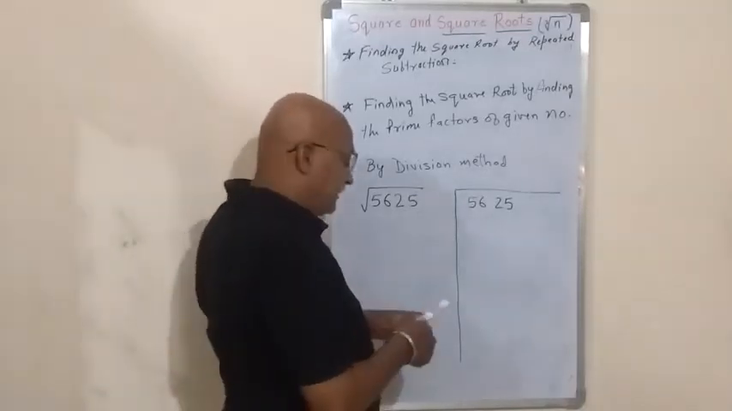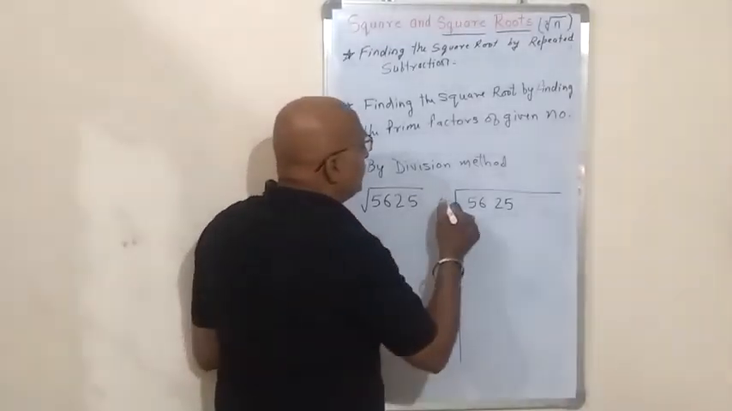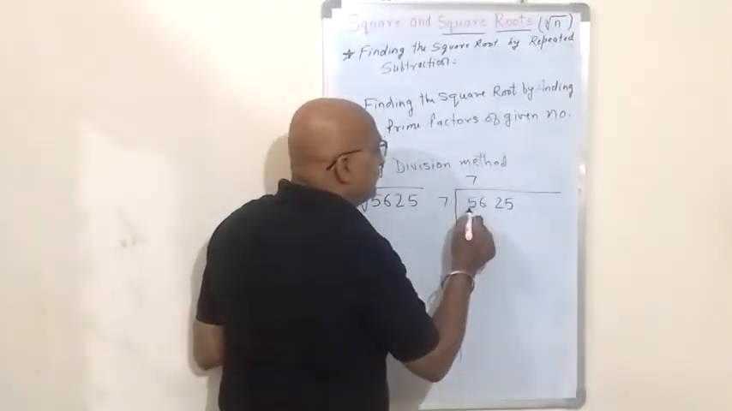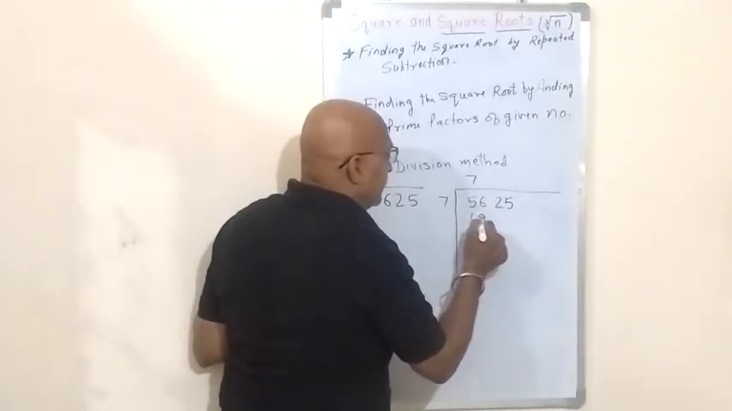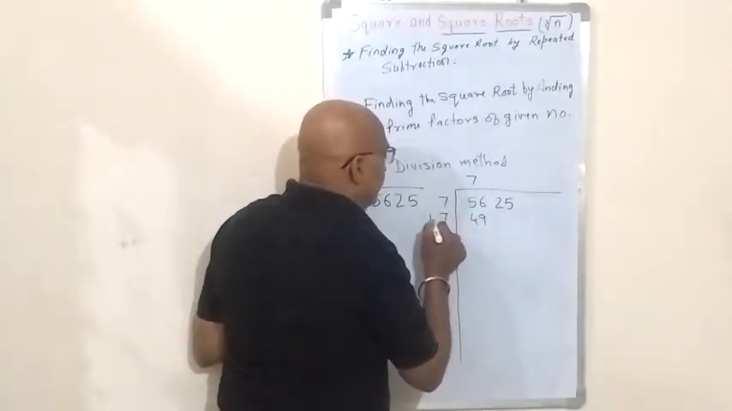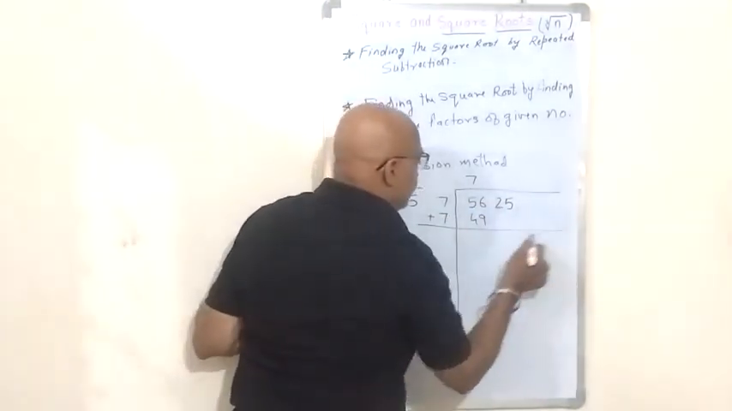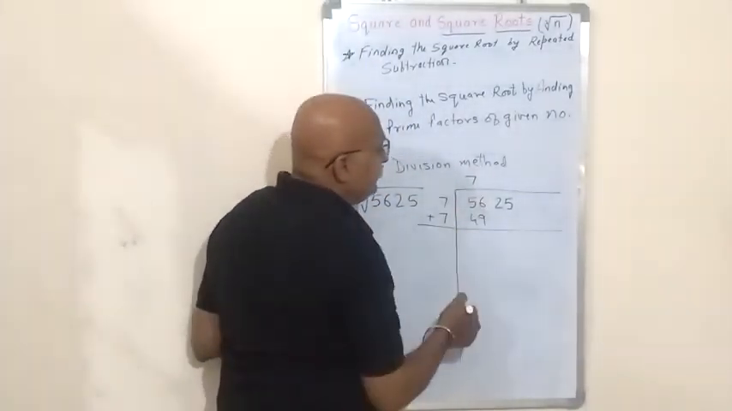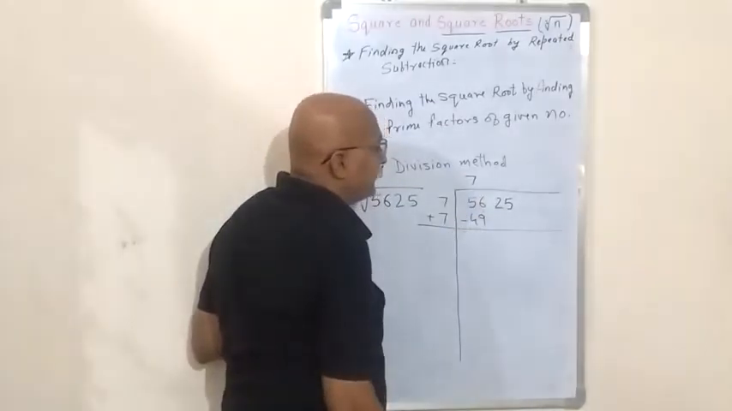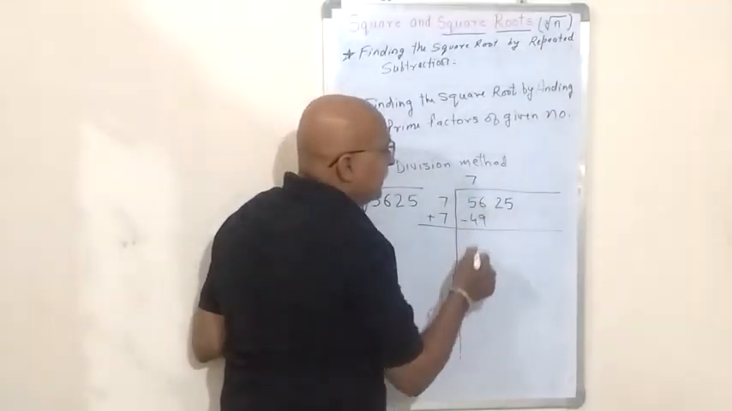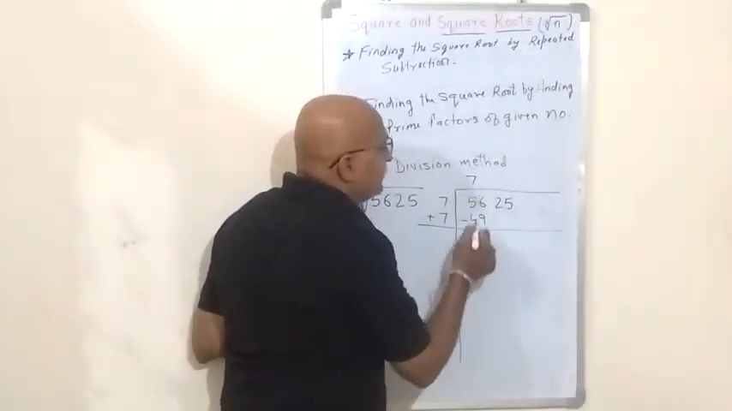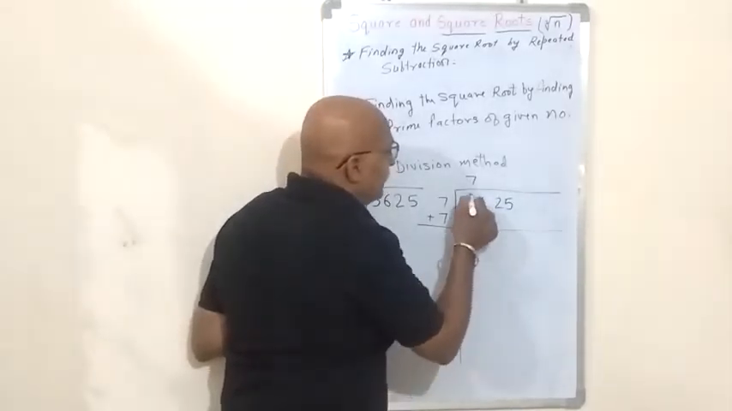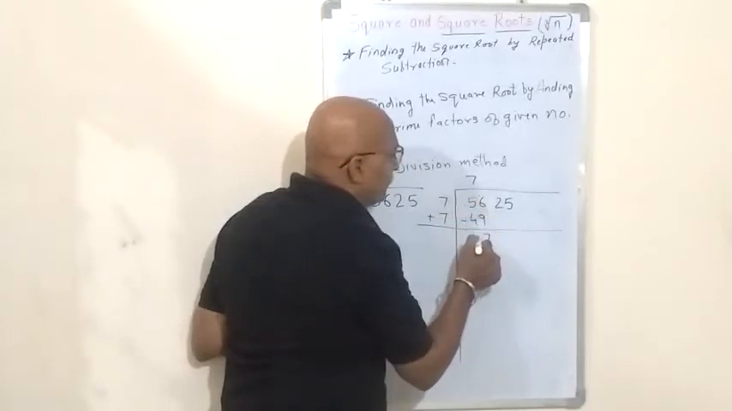So what will we write here? We'll write here 7. 7 sevens are 49. We'll add 7 in this. The same number we'll add in that. So what do we get here? Here is the subtraction. 6 minus 9 cannot go, so we'll borrow 1. 16 minus 9 is 7. And here it becomes 4. 4 minus 4 is 0.